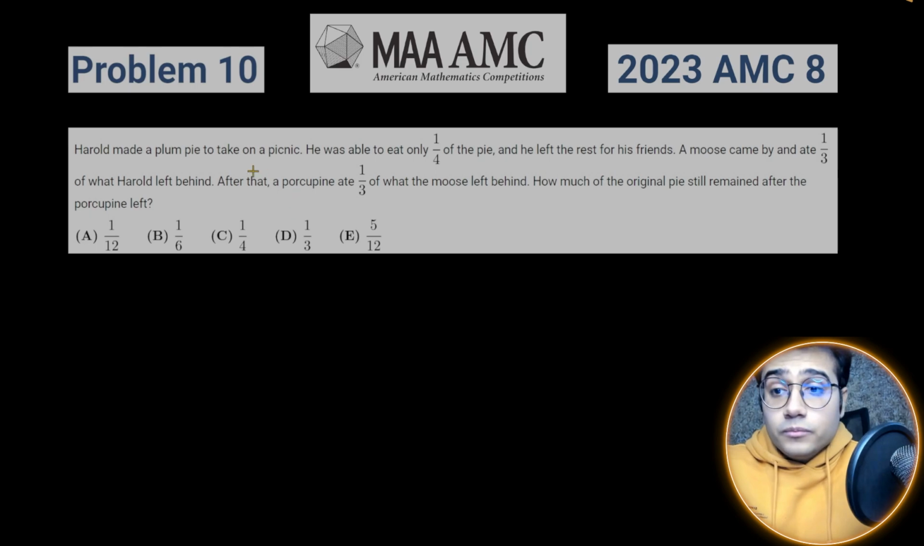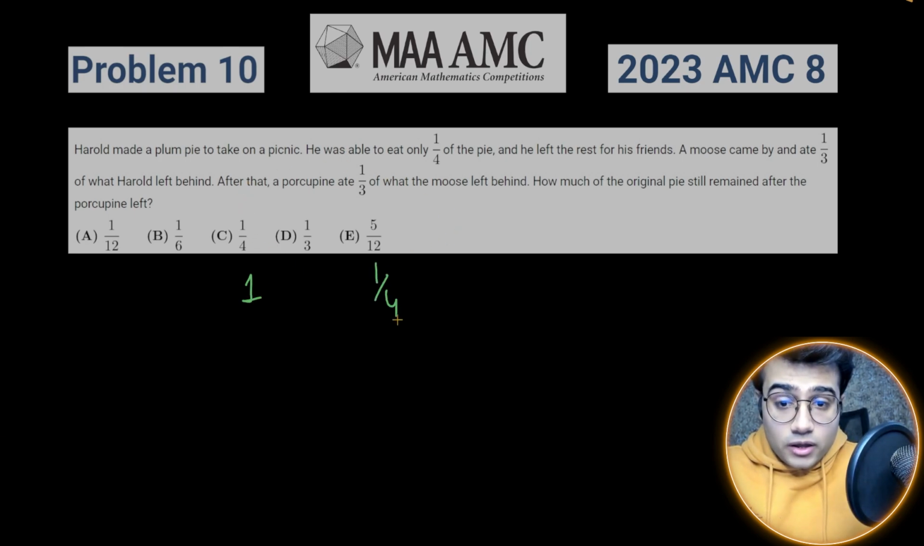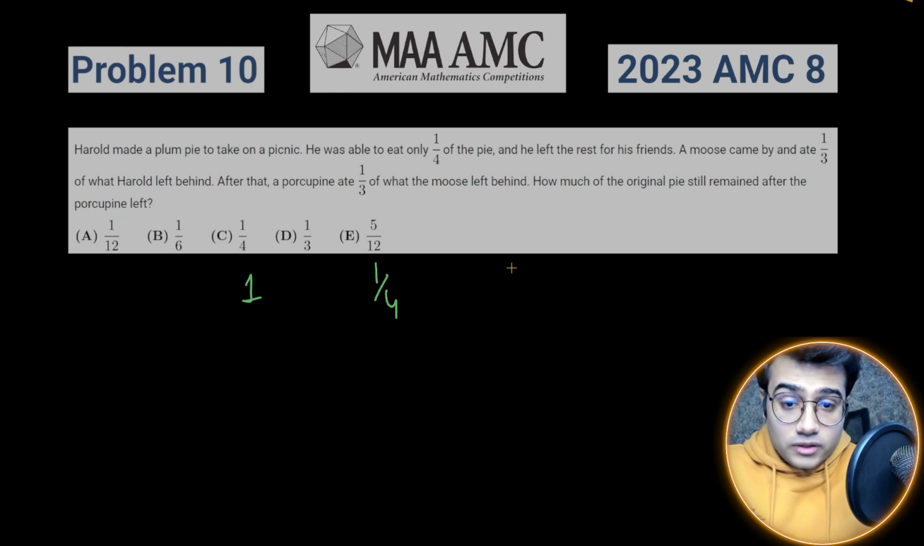So in this problem, Harold has a pie. Well, we can think of the pie as one whole. Okay, so Harold came and ate 1/4 of the pie. Now, how much is left behind after you eat 1/4? Well, 1 minus 1/4 is 3/4.